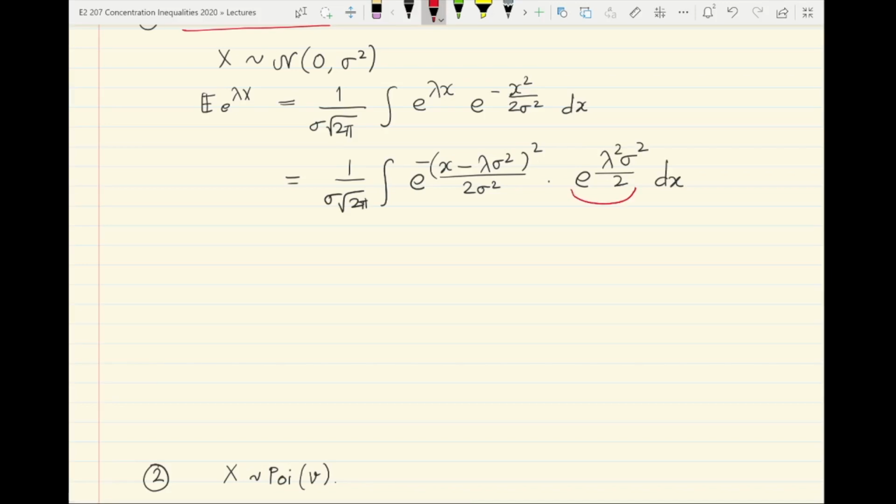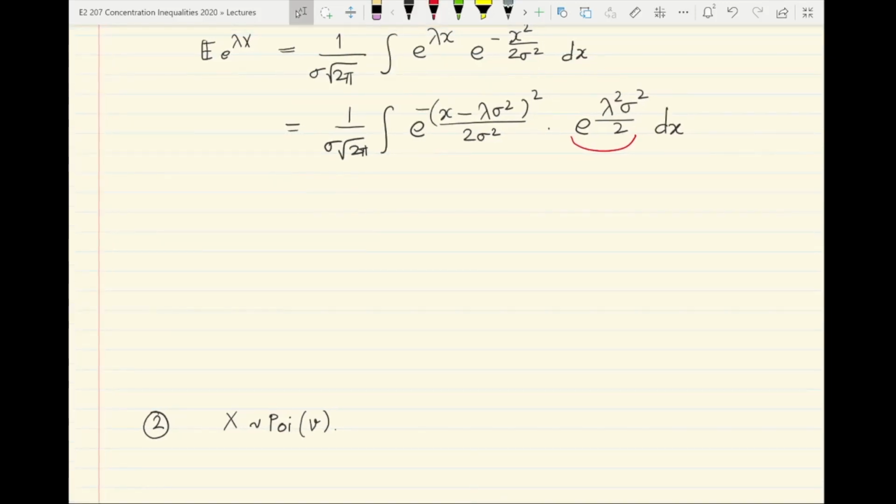This second term is a constant, doesn't depend on x, and comes out, and the rest of the expression is just the integral of the density of a Gaussian that is shifted, and so that integrates to 1. So we have that the moment generating function of a Gaussian is e raised to lambda square sigma square by 2, and this is for every lambda.